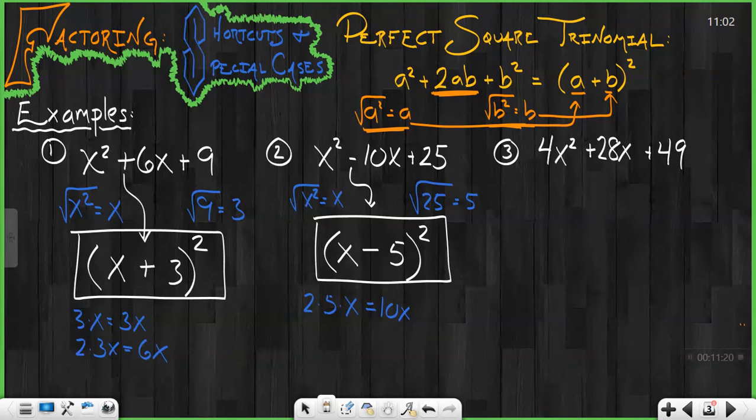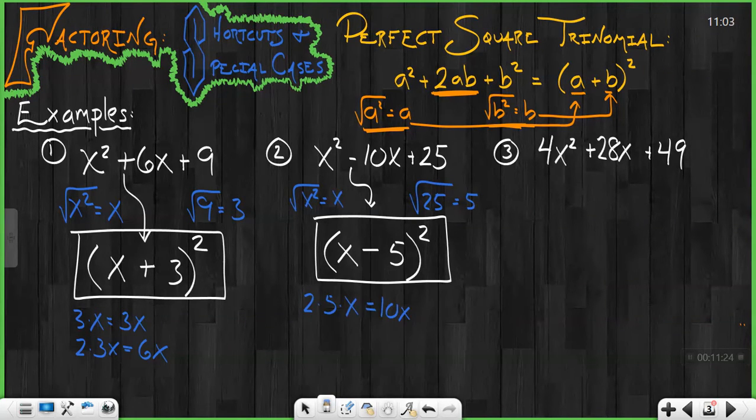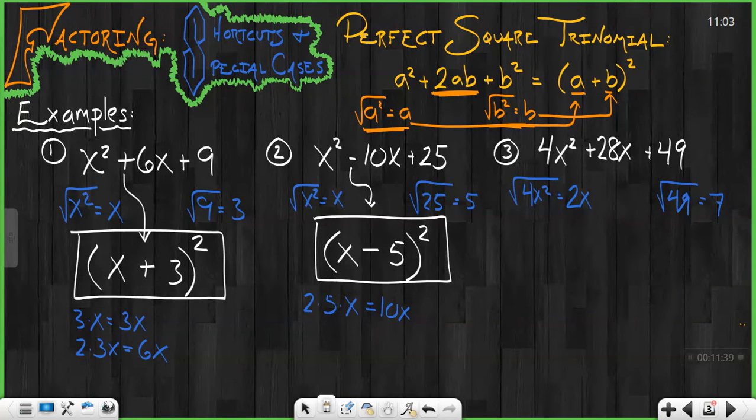However, in number 3 here, you can't do the just x squared shortcut. And so I'm going to check, can I use my special case here? Can you take the square root of 4x squared? Yes, you can. Square root of 4 is 2. Square root of x squared is x. Can you take the square root of 49? Yes, you can. It's 7. Once again, you do that in your head. You don't need to write that down. But if I can do that, then I put the first one here. Square root of 4x squared is 2x. Square root of 49 is 7.